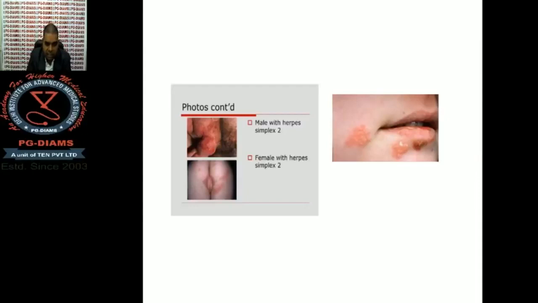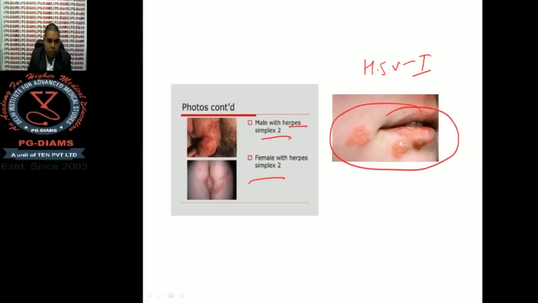These are herpes simplex HSV type 1, affecting the lip areas, in and around the lip. This is herpes simplex type 2, which affects the inguinal region of both male and female. In both types of herpes simplex, you will find fluid-filled vesicles that are painful. They are present in both.